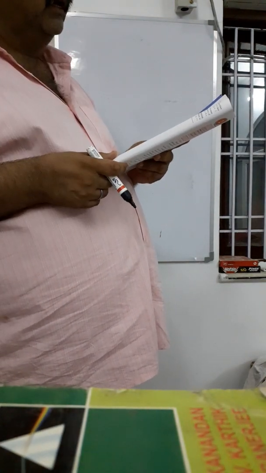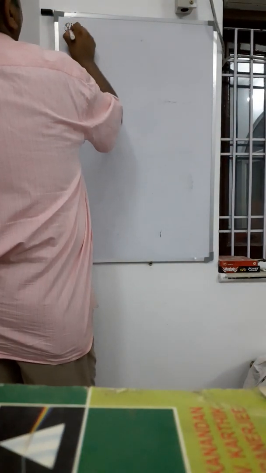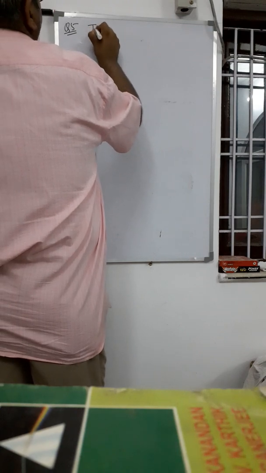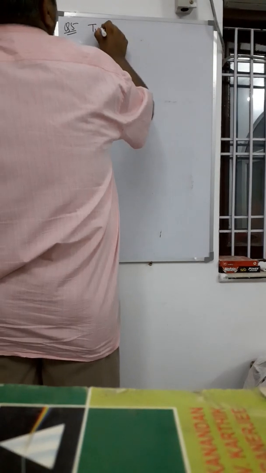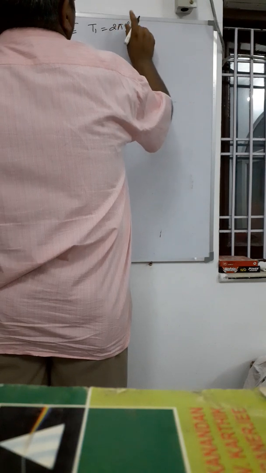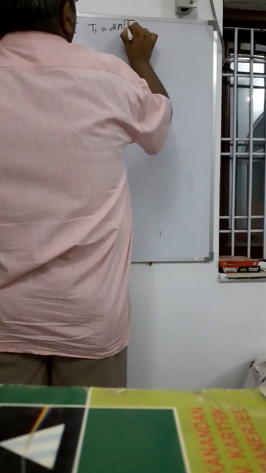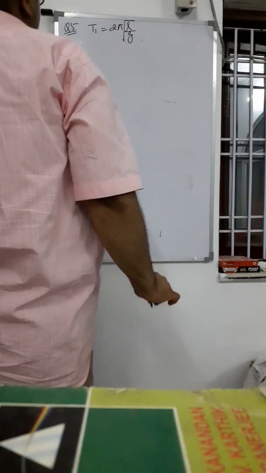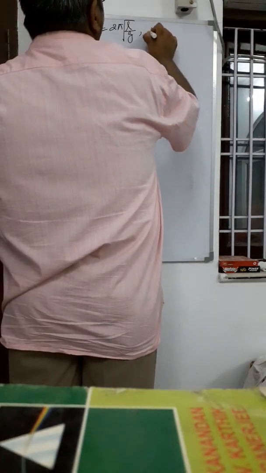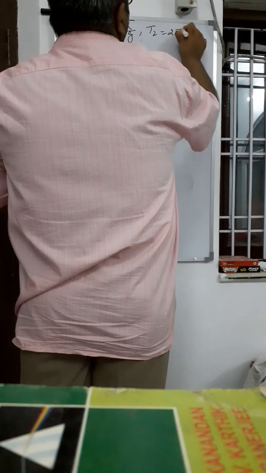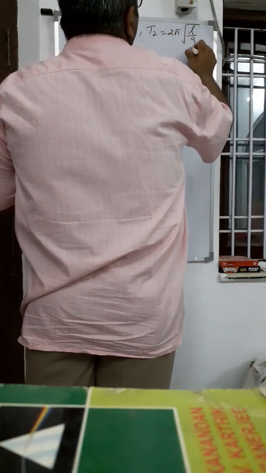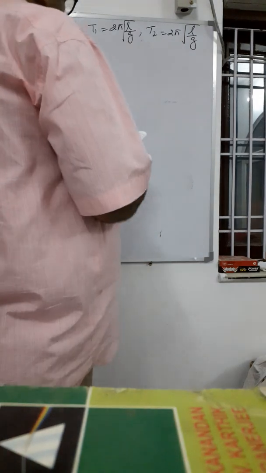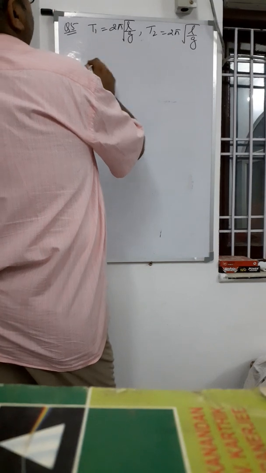Compare the time periods of two pendulums of length 1 meter and 9 meter. See question number 5. T1 is equal to 2 pi under root L upon G, or T2 is equal to 2 pi under root L upon G. Here they have given the lengths of the pendulums as 1 meter and 9 meter. So we substitute the values.